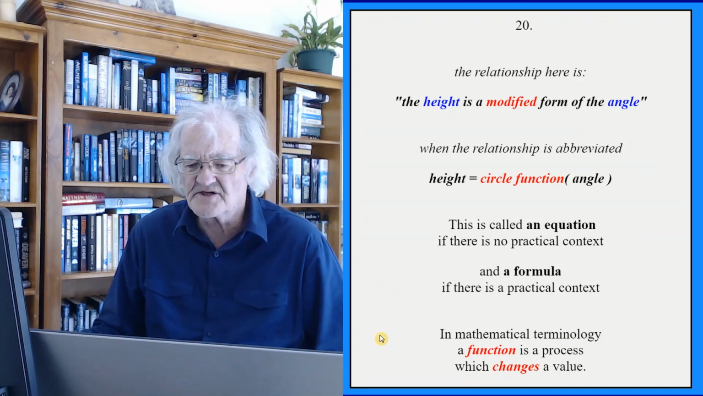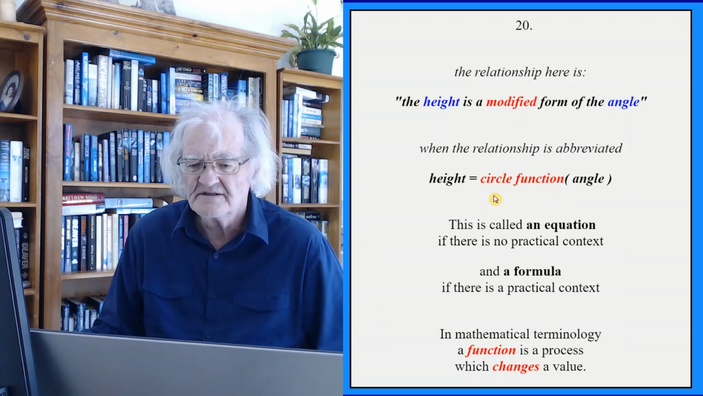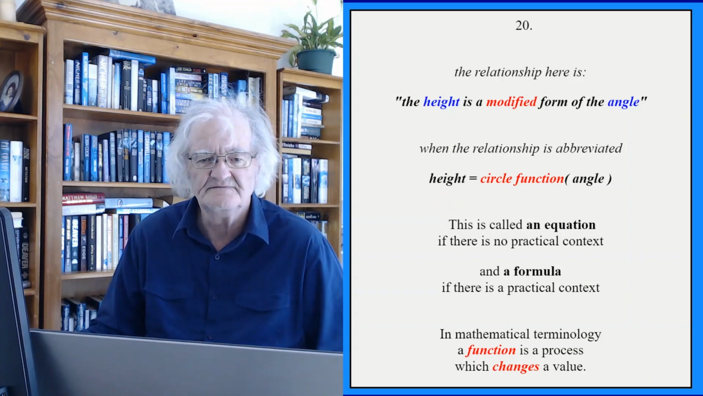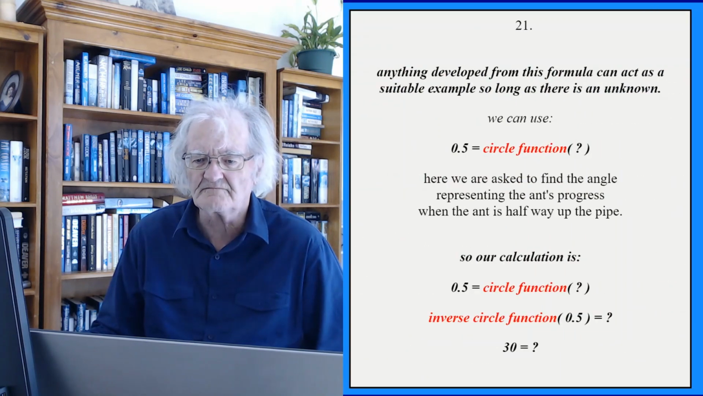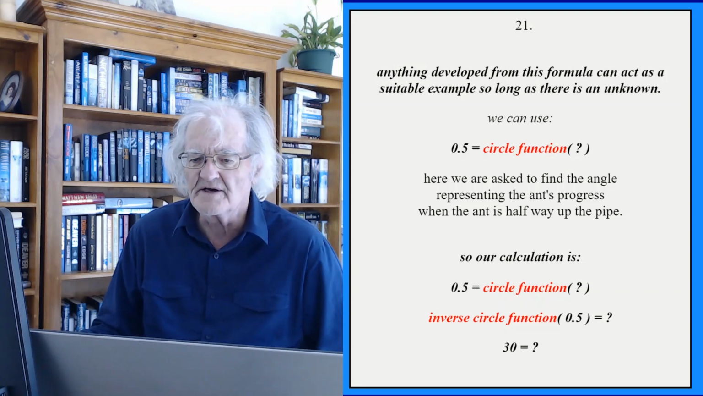And in mathematical terminology, a function is a process which changes a value. So here, our circle function generated by the presence of the pipe changes the angle representing the ant's movement into the height which corresponds to its movement at any stage. Anything developed from that formula can act as a suitable example of a type 2 calculation so long as there's an unknown.